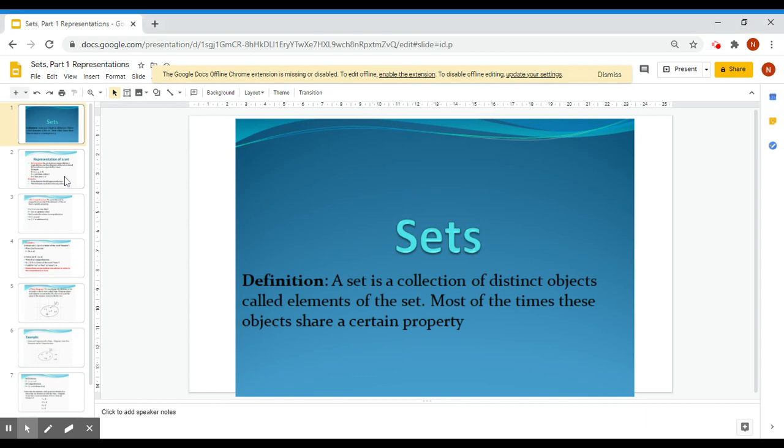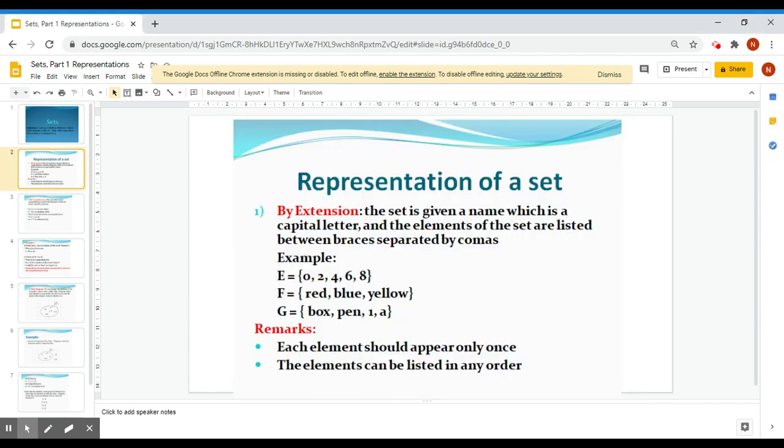Now, how do we represent a set in mathematics? So first we have the representation by extension. By extension, we give the name for the set, which is usually a capital letter, and we put E, for example, is equal. We open braces and we list the elements of the set separated by commas. So 0 is an element of E, 2 is an element of E, etc. Another example is F equal red, blue, yellow. And a third example, G equal box, pen, 1A.